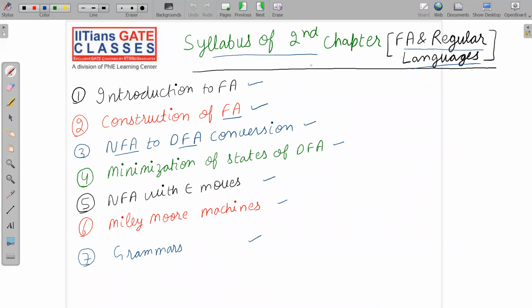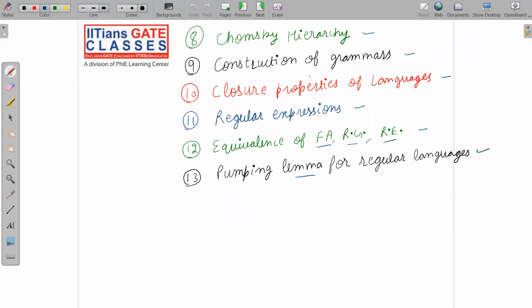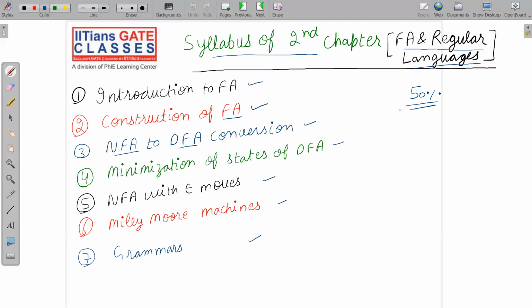As I have already told you, this chapter is the biggest chapter of TOC, and almost 50% of TOC will be over when we complete it. We have to study 13 topics in this chapter, and each topic is quite big also. Approximately I will take around 10 to 12 hours to complete this chapter. So let's move to the first topic, introduction to FA.